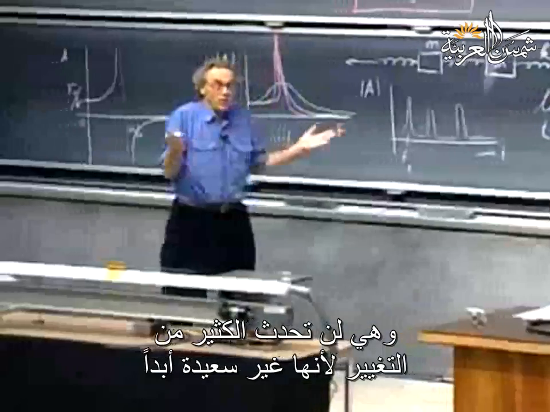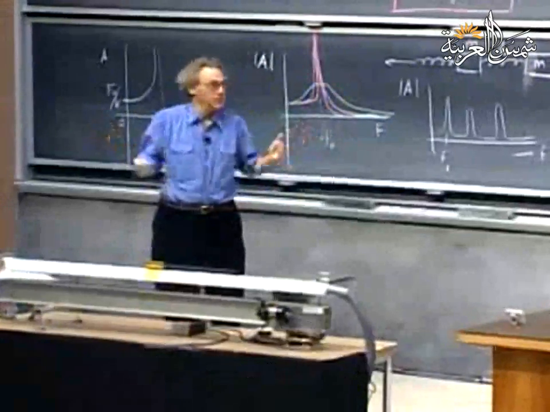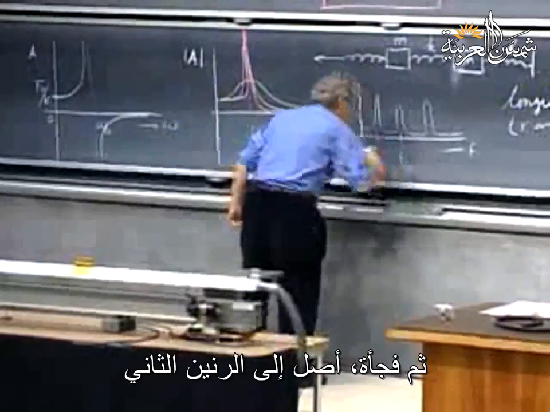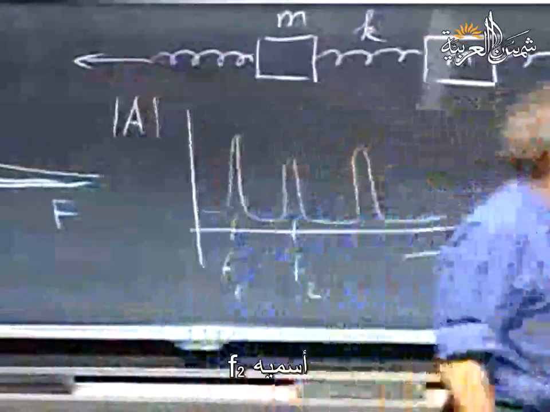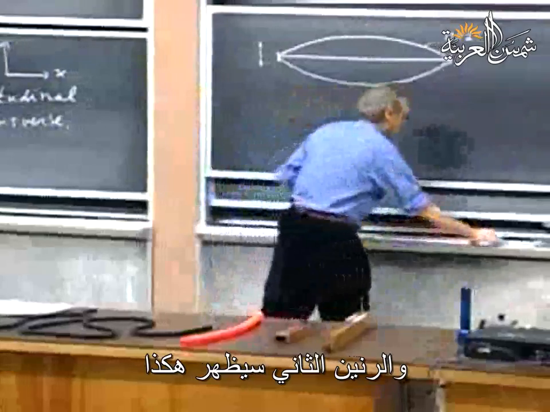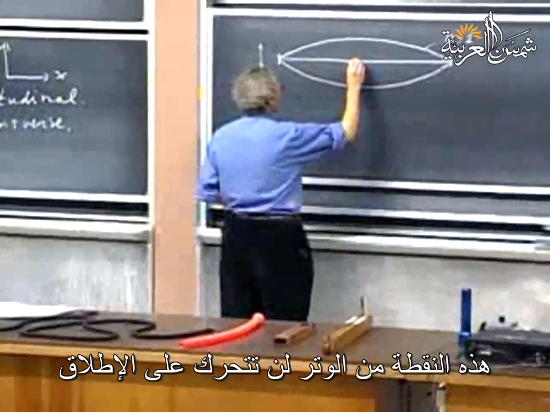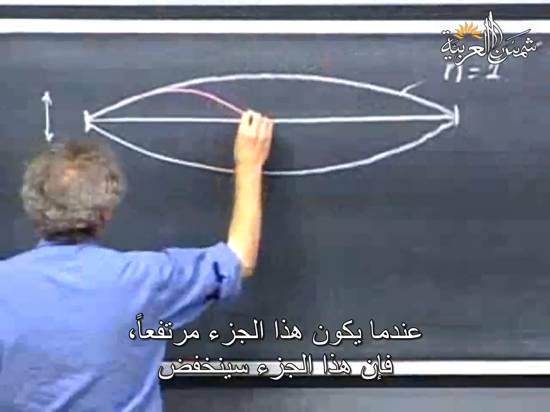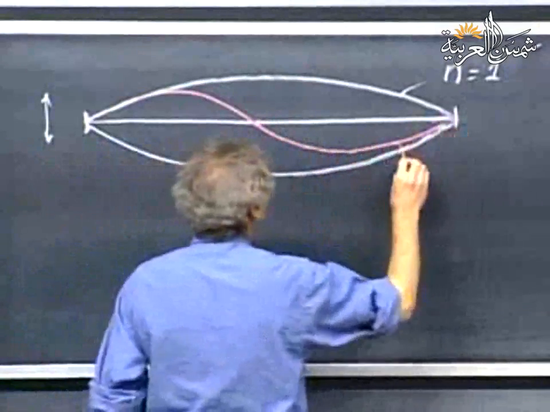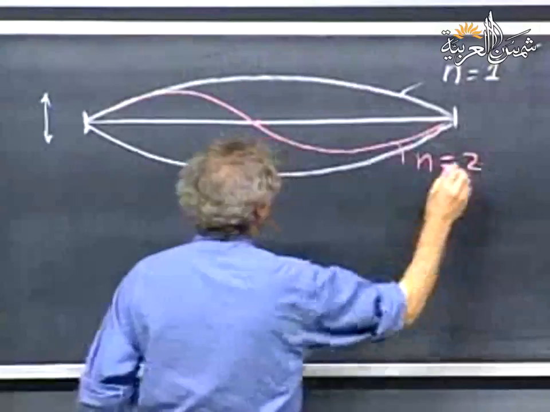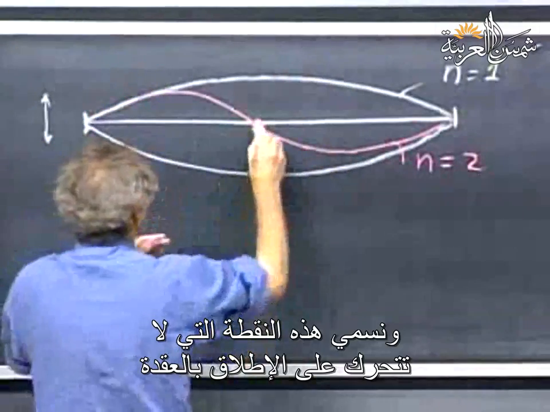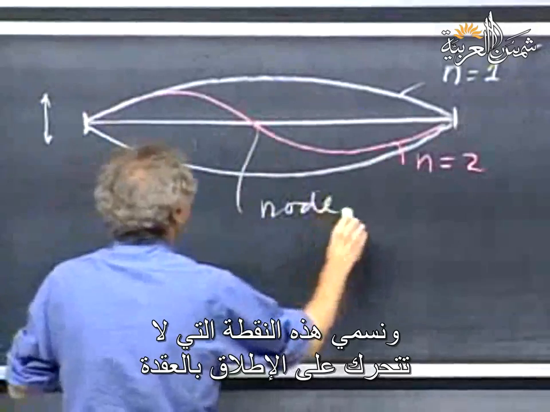And then I go to higher frequencies, and it will not do very much. It's very unhappy. And then all of a sudden, I hit a second resonance. I call that F2. And the second resonance will show up like this. This point of the string will not move at all. When this part is up, this part will be down. I call that n equals 2. And it oscillates like so. And this point, which is not moving at all, we call that a node.